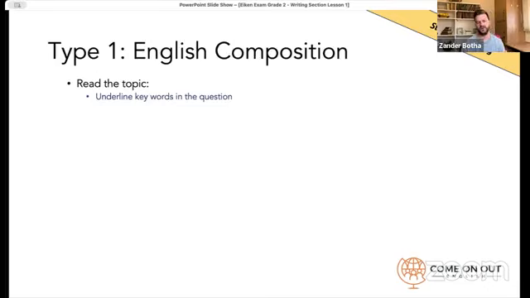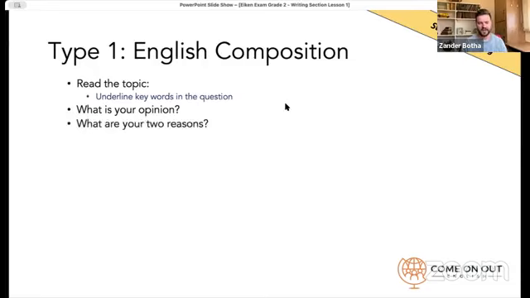What are the key words? Key words are the most important words from the topic that they've given you. These are also the words you can use when you give your opinion in your essay. Remember, we said use the keywords when you give your opinion. Then, after you have underlined the keywords, you need to ask yourself, what is my opinion? What do I think? What do I believe about this topic?